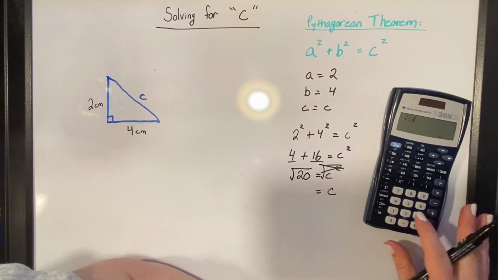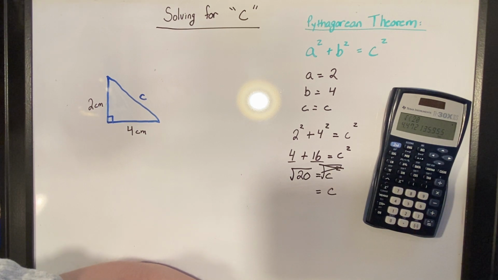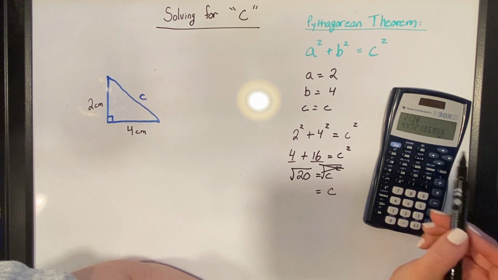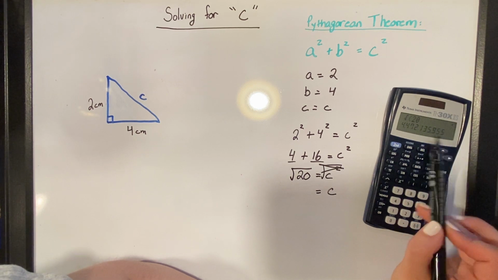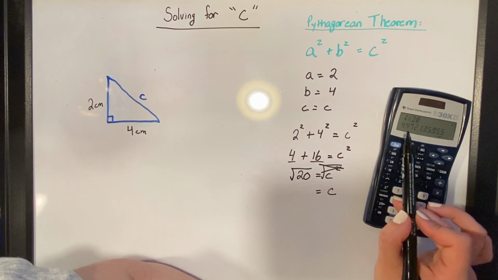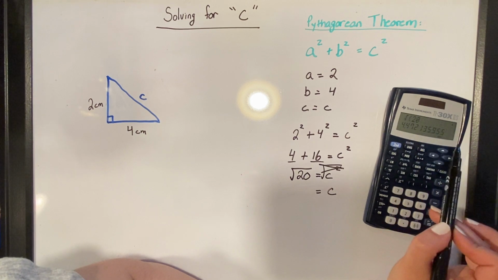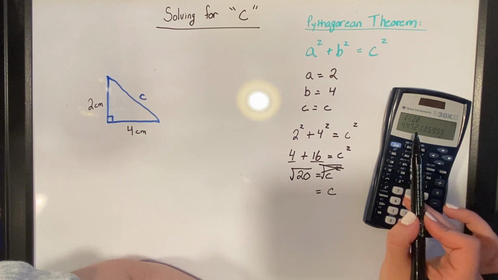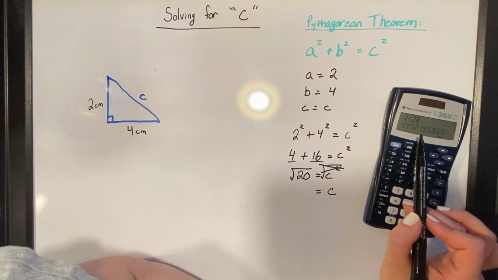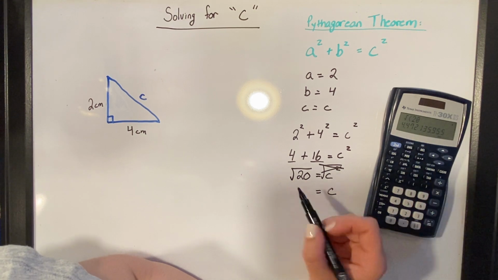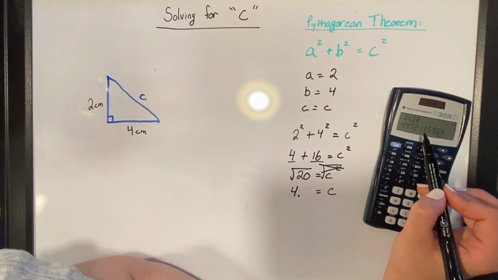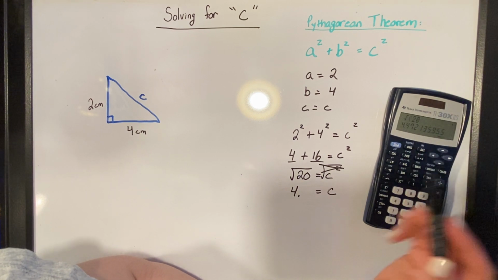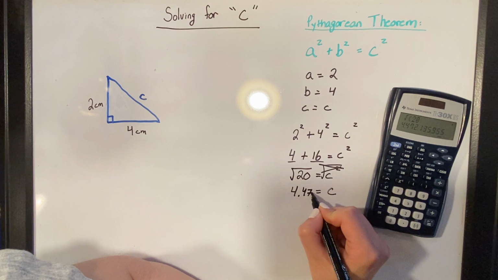So in your calculator, you're going to do the square root of 20. Now you'll see we're left with this really long number. This is an irrational number where it doesn't repeat after the decimal and it goes on forever. So when you are rounding like this, I want you to round to the second place value after the decimal point. So this will be 4 point, and I want you to have 2 numbers after the decimal point. So this would be 4.47.